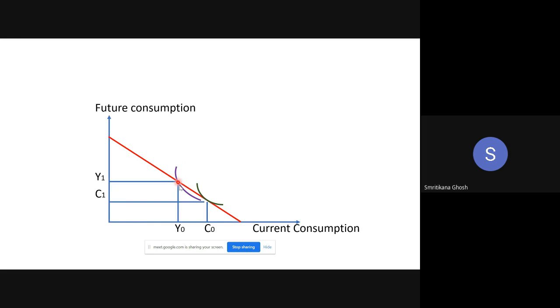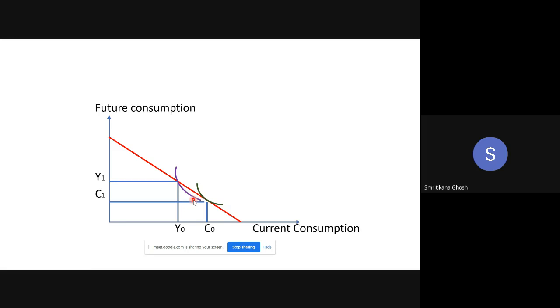So you are on the lower indifference curve. But as that saving, dissaving option is given to you, you are moving to the higher indifference curve, that is the green one. Otherwise, you have to be on this purple indifference curve, which is on the lower part. Okay, so ultimately, your objective is to maximize your utility, and you can do it. You can move to the higher indifference curve through this borrowing or savings option.